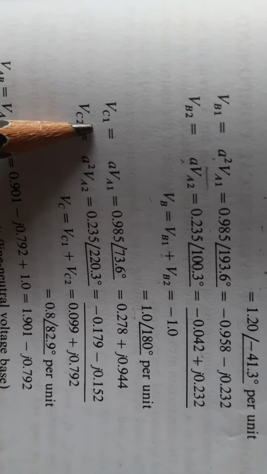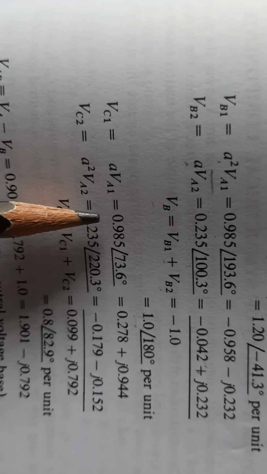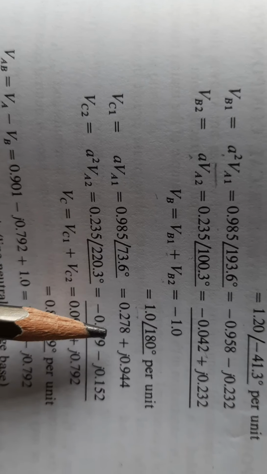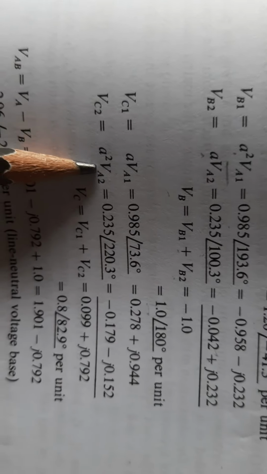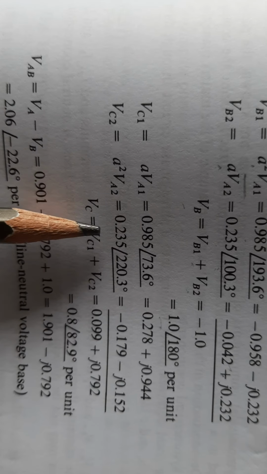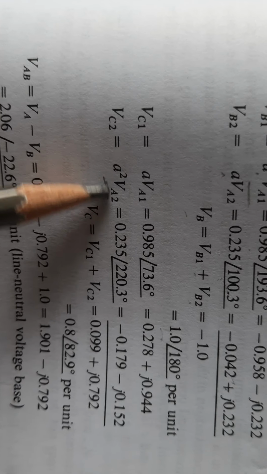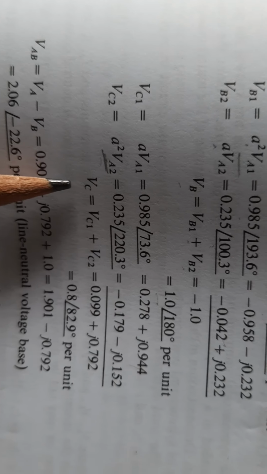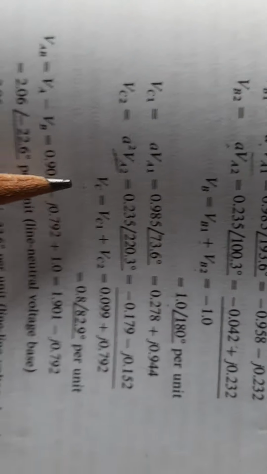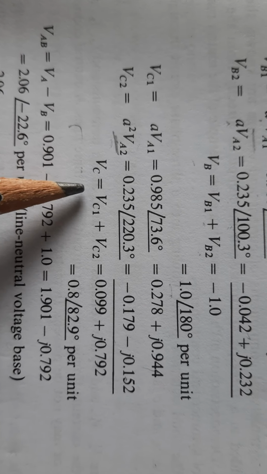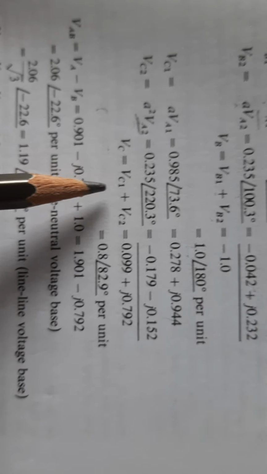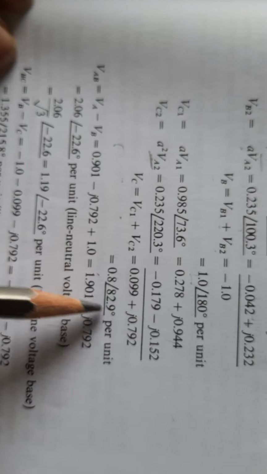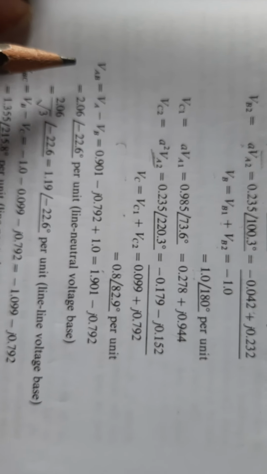VC1 is a VA1. Put the value of VA1 and add 120, and we get this. VC2 is equal to a square VA2; take the value of VA2 and add 240, and we get this value. So VC is VC1 plus VC2. Putting in the values of VC1 and VC2, we get 0.8 with this angle.